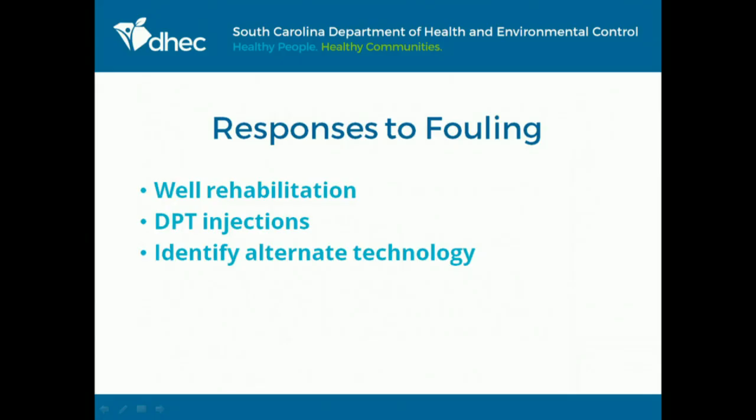Well rehabilitation is one of the ways we address fouling in extraction wells, and there are a number of procedures out there for addressing extraction wells. If you're going to do injections, one way to avoid fouling is using direct push. But still, if you have that chemical precipitate, it may limit how much actually gets into the aquifer. And looking at alternate technologies, if you can find one that has a better chemistry for the site.